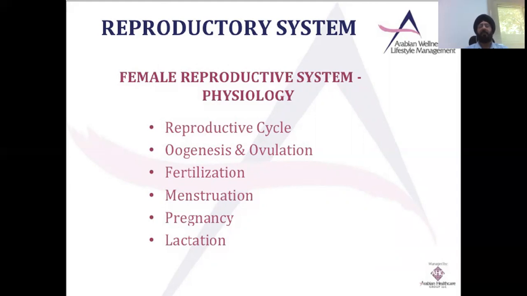If the ovum doesn't get fertilized, it reaches the uterus but is shed off as menstruation. Now, if the fertilized zygote is implanted in the endometrium in the uterus, it starts growing.